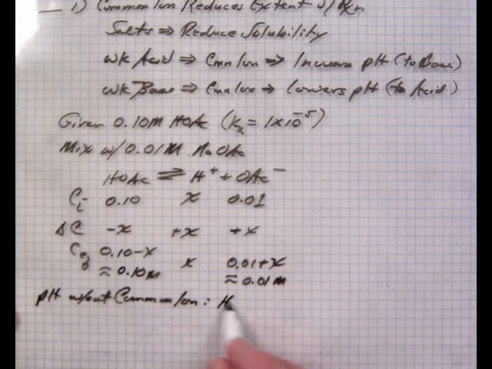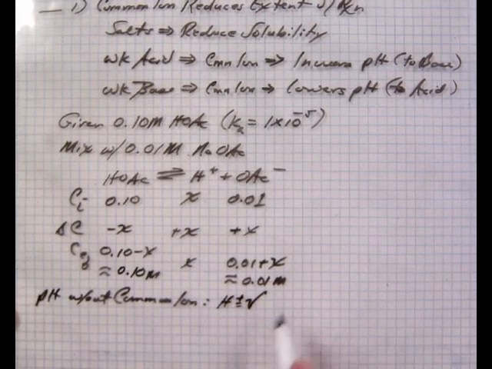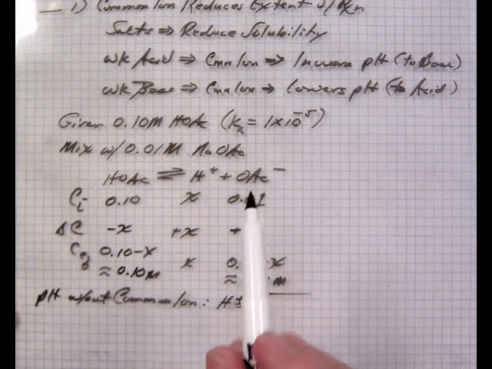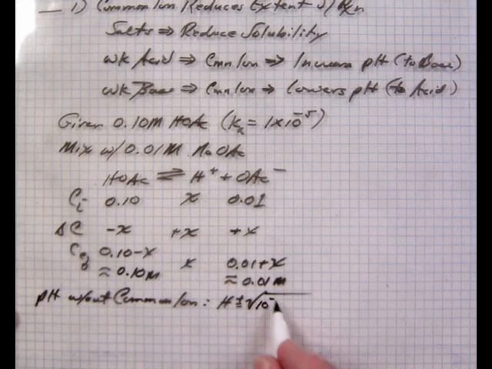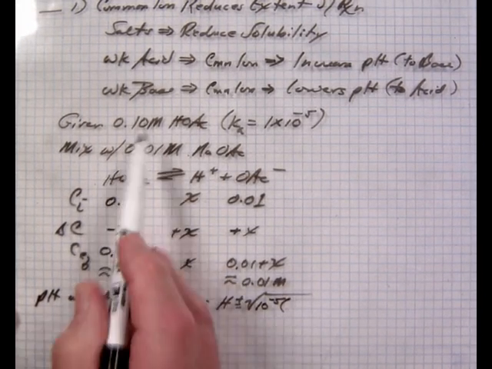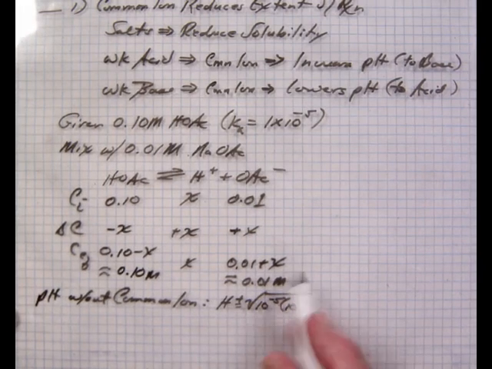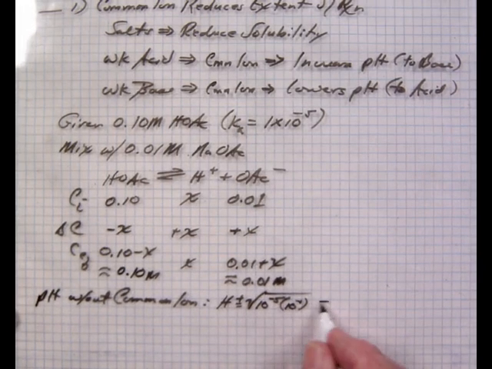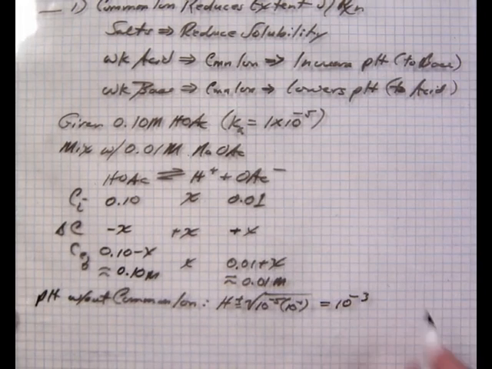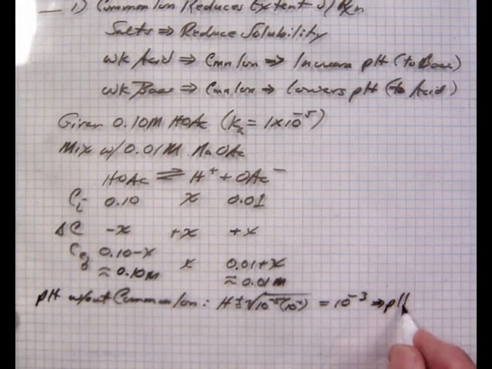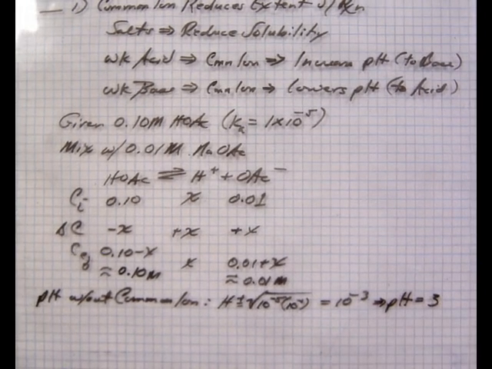Now, pH of the HOAc without the sodium acetate would simply be: hydronium ion is the square root of Ka, which is 10 to the minus 5, times the concentration, 10 to the minus 1, and so the square root of 10 to the minus 6 is 10 to the minus 3, and so that would give you a pH of 3. Okay, minus log of 10 to the minus 3 is 3.